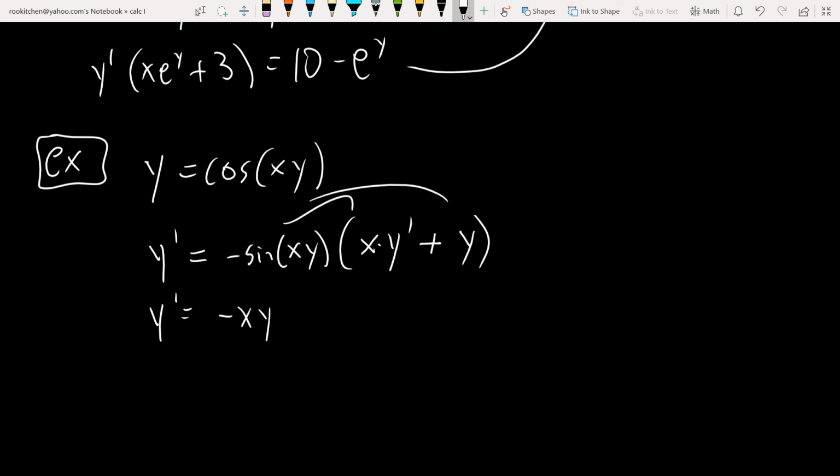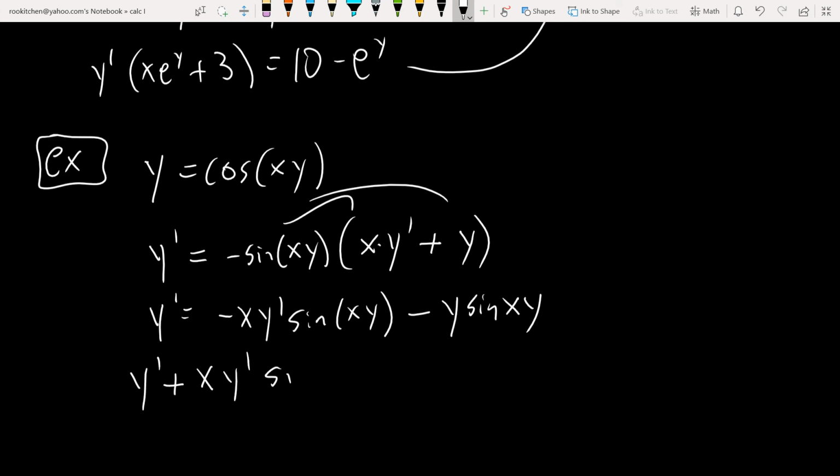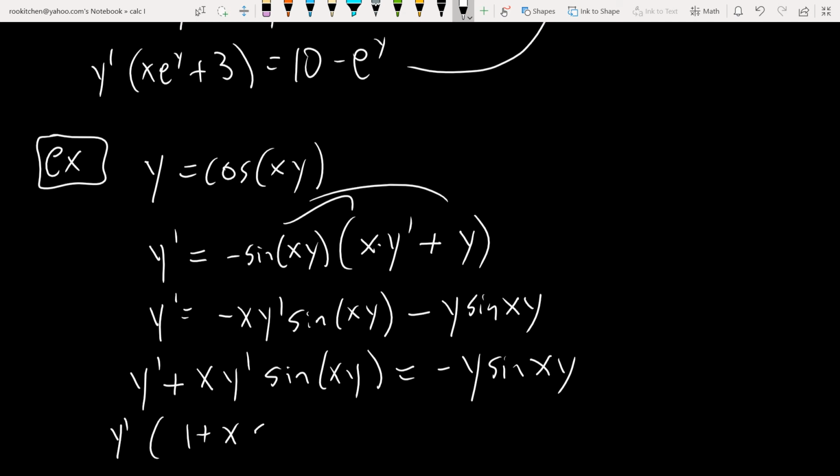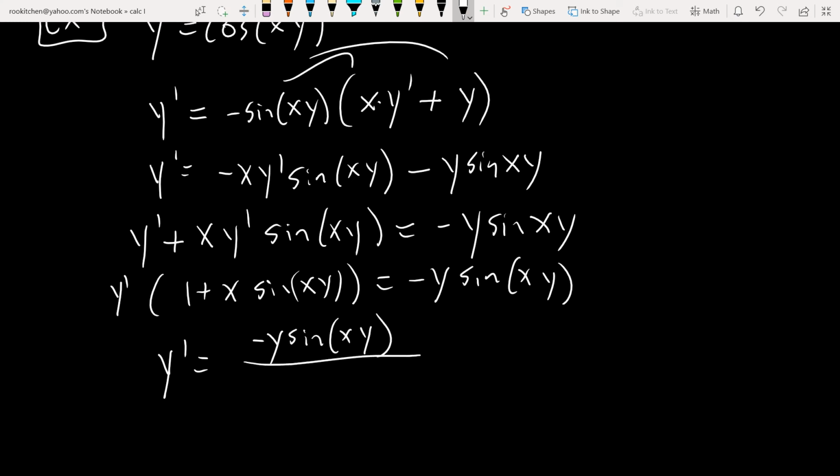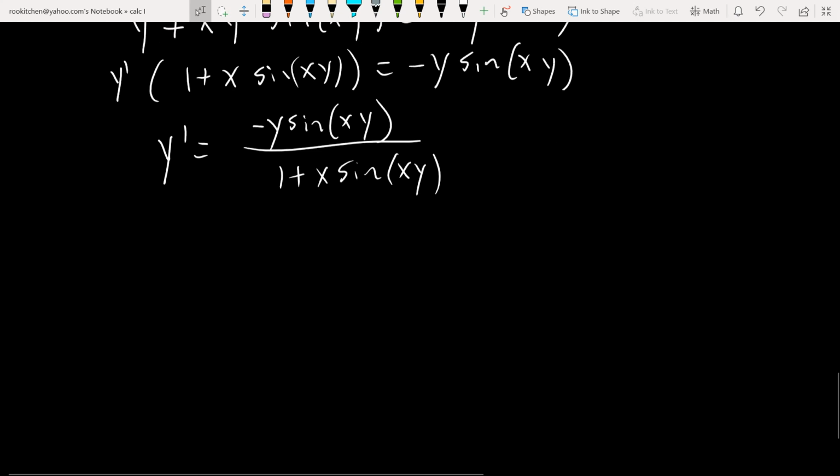So negative x y prime sine of xy minus y sine of xy. Okay. Get all the y prime stuff on one side. So y prime plus x y prime sine of xy equals negative y sine of xy. Factor out the y prime. So I have y prime times (1 plus x sine of xy) equals negative y sine of xy. And then divide both sides by 1 plus x sine of xy. So you get y prime equals negative y sine of xy all over 1 plus x sine of xy. So yeah, it worked. Okay. Let's move on to something a little bit different.